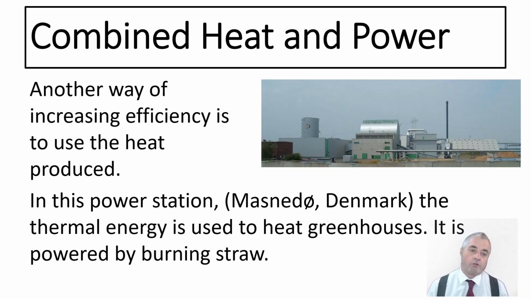Another way of addressing that in power stations is to use the heat that's produced for something useful. This is what's called a combined heat and power station. It's in Denmark, and it burns straw to generate electricity, and then the wasted heat that's generated from that process is used to heat greenhouses. So we've got some energy here, it's being wasted, we might as well use it for something useful. It's called combined heat and power because it produces power, electricity, and it produces heat which is used for something.